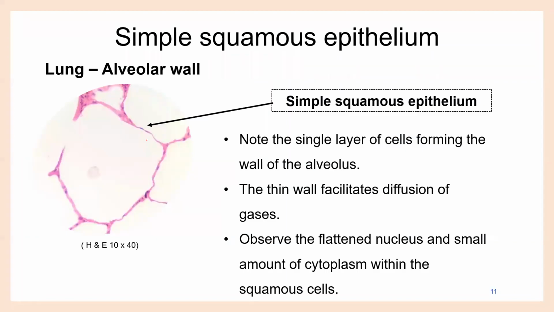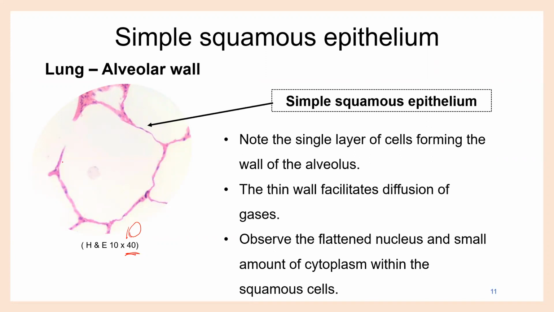Right. So again, to look at the simple squamous epithelium, the best thing is to look at the lung alveolar wall. This is a high power view, and actually this should be 10 to the power 10, I think. So 10 to the power 10. And you can see a single lining epithelium of the alveoli. Note the single layer of cells forming the walls of the alveolus.